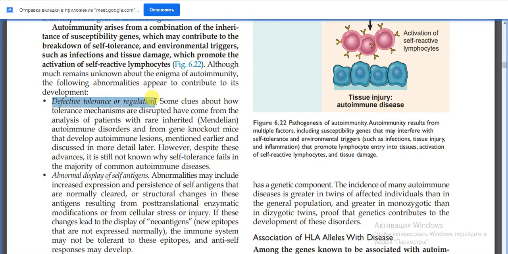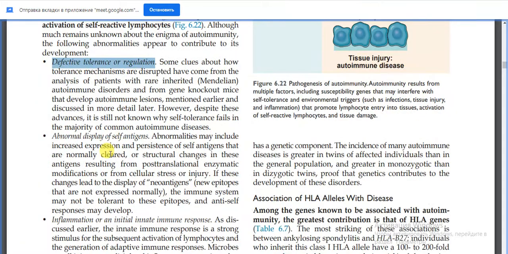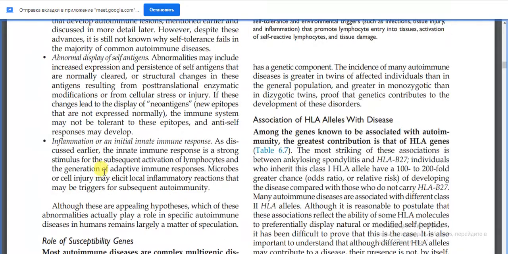Some details will be discussed later. Then there is abnormal display of self-antigens. Abnormalities may include increased expression and persistence of self-antigens that are normally cleared, or structural changes in these antigens resulting from post-translational enzymatic modifications or from cellular stress or injury. It can produce new antigens, new epitopes that are not expressed normally, and the immune system may not be tolerant to these epitopes, and an anti-self response may develop.